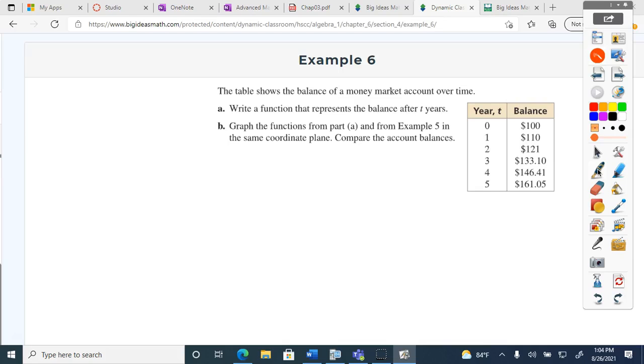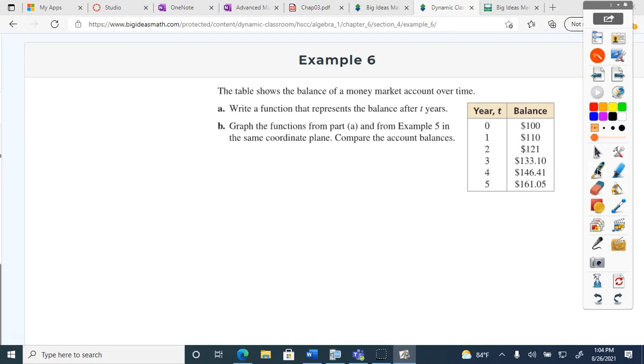There are different kinds of accounts you can get. If you just get a regular savings account, you can take that money out and use it whenever you want to. They have things called CDs. CDs you can take out when you want to, but you have to pay like a penalty.